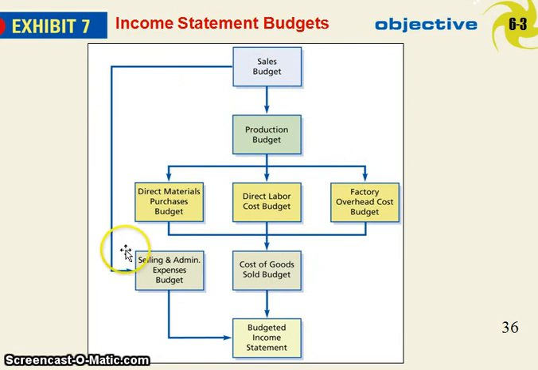And on the outside of this here, you have your selling and administrative expenses budget. How much is it going to cost? So this pretty much follows your income statement straight along. You've got sales minus cost of goods sold, and minus selling and administrative expenses, and of course plus or minus other income or expenses, but that's not really part of this. You're not supposed to plan for that kind of stuff. And at the end of it, you've got this budgeted income statement. So they all build off of one another.